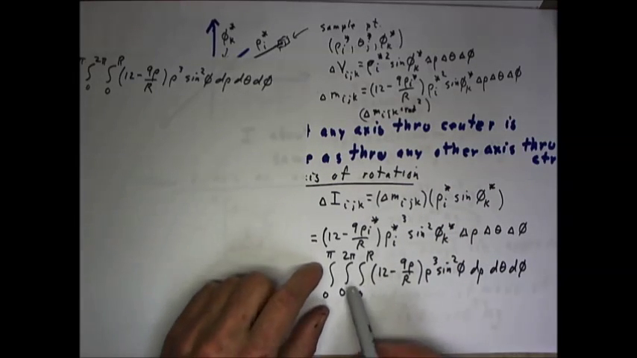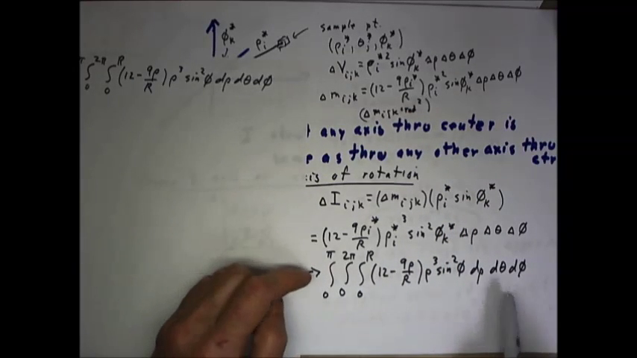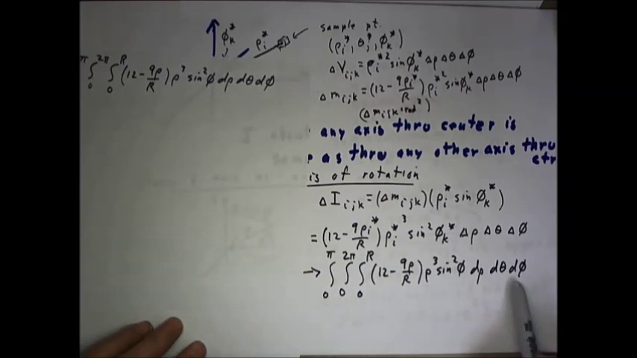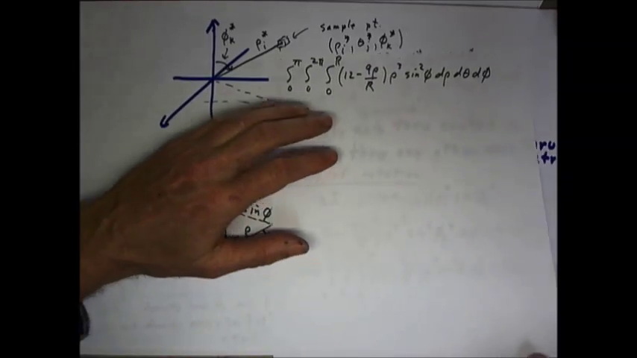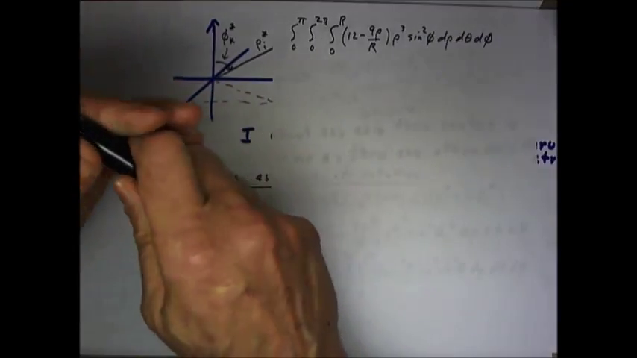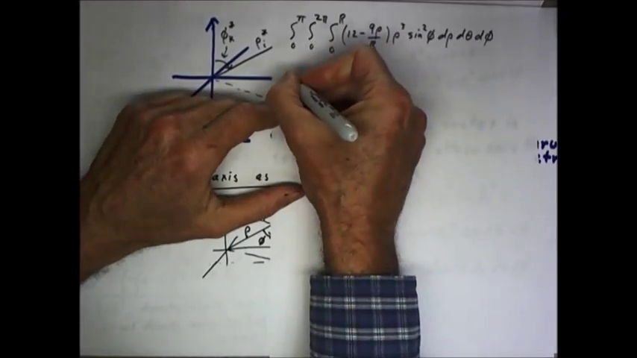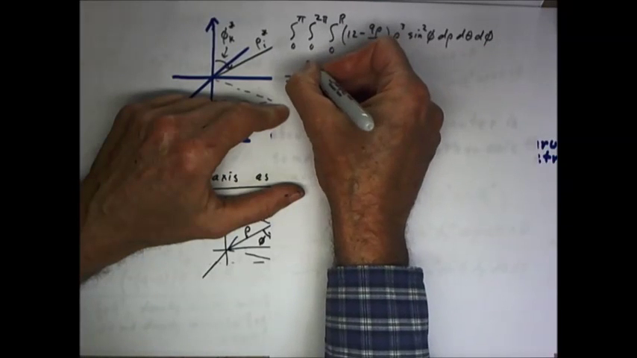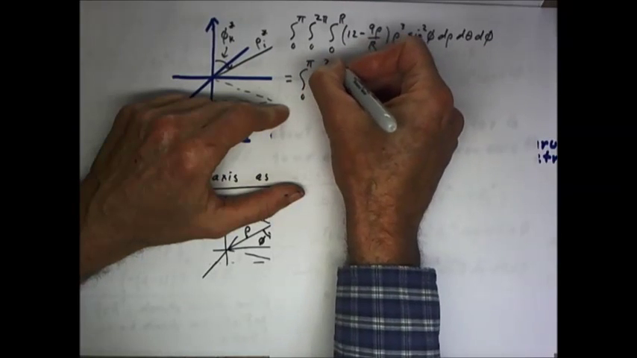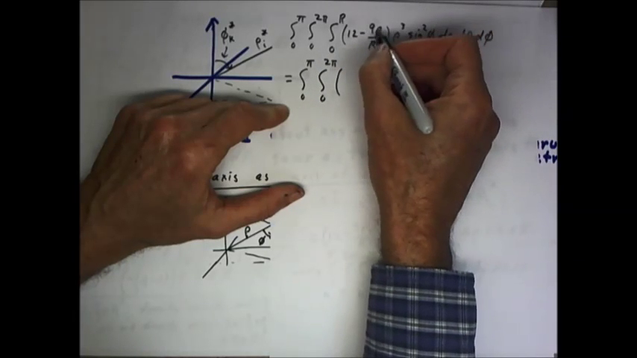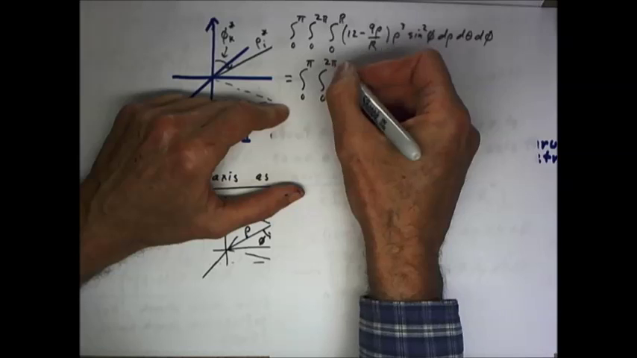Okay, we're hot on the trail of the moment of inertia of the Earth in its rotation about its axis. The integral is this, and we just have to perform the integration, which is not going to be bad at all. Okay, so putting the integral down again, we have the integral from 0 to pi, from 0 to 2 pi of what? That's going to be 12 rho cubed minus 9 rho to the 4th over r.